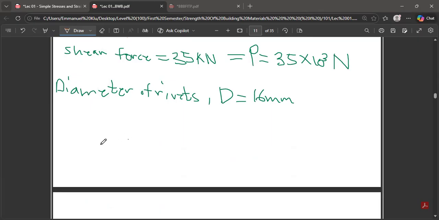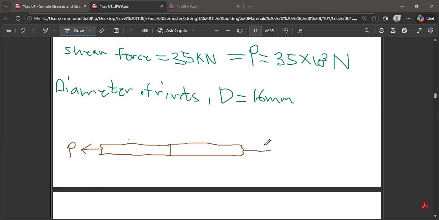So in this scenario, we have two rods this way. This one is acted upon by a force, and this also is acted upon by a force P. So you see, at the end of the day, we have something like this.